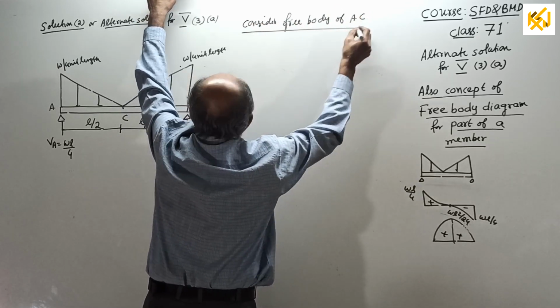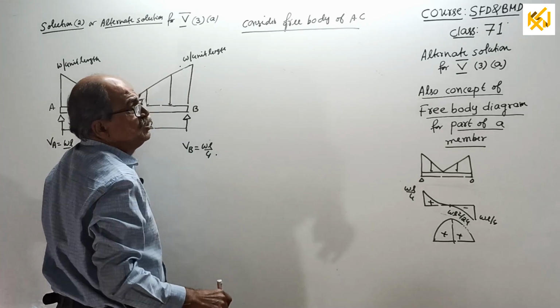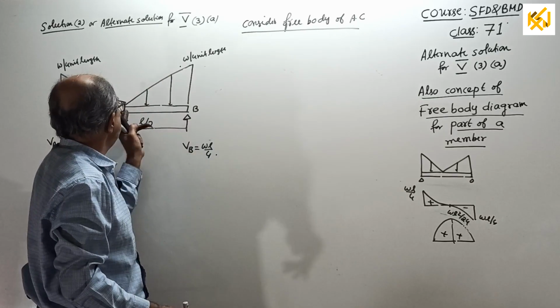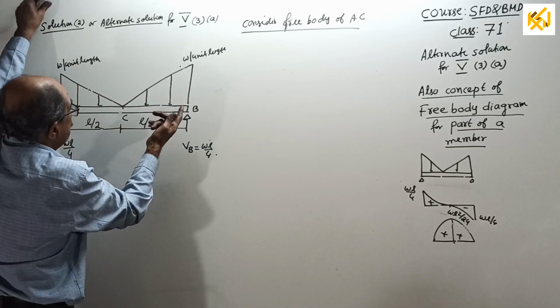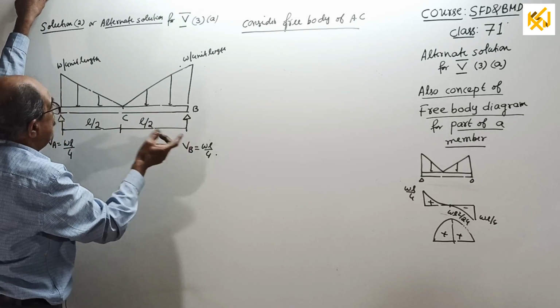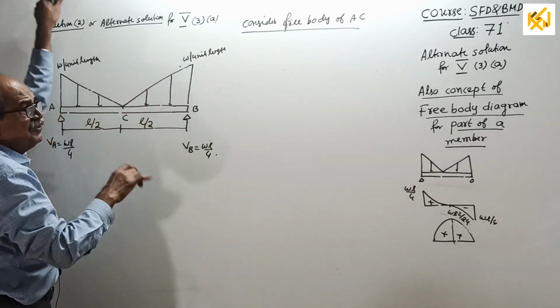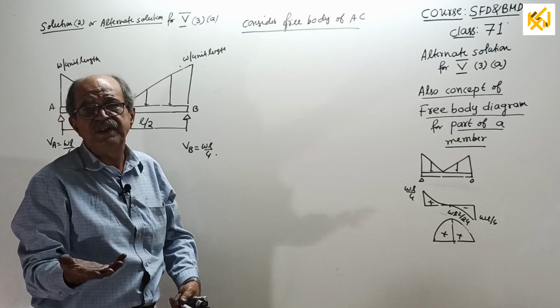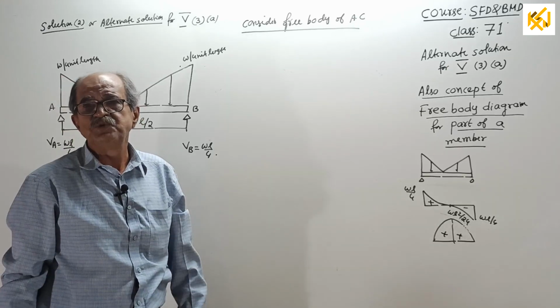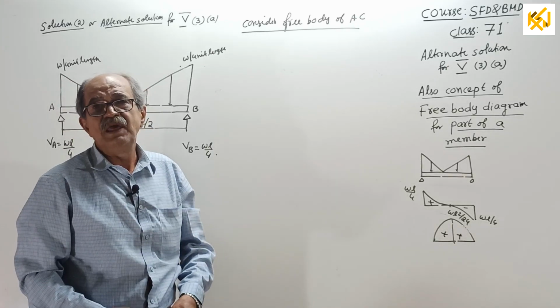Because if you get the result for AC, you don't have to waste time for BC, because you know anti-symmetry for SFD and symmetry for BMD. If you solve half, the remaining half you can draw directly. So you can use it. Sometimes you should get benefits by symmetry.